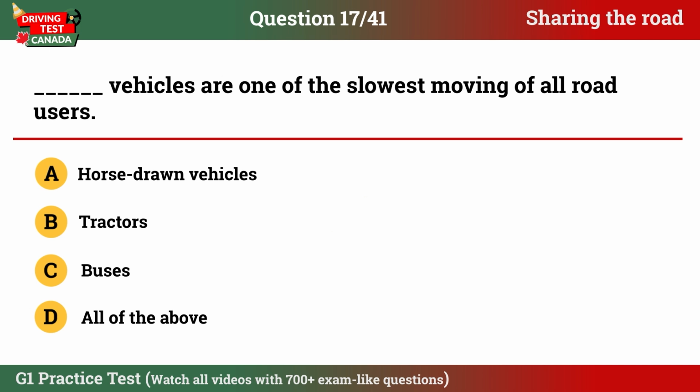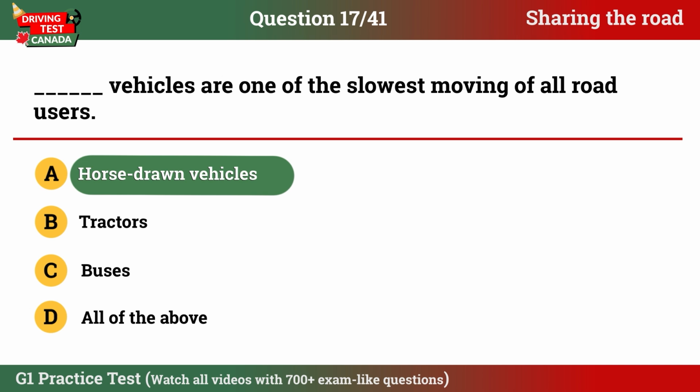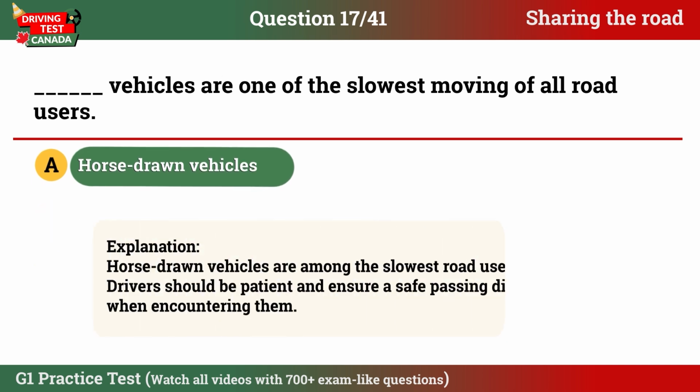The correct answer is A. Horse-drawn vehicles. Explanation. Horse-drawn vehicles are among the slowest road users. Drivers should be patient and ensure a safe passing distance when encountering them.